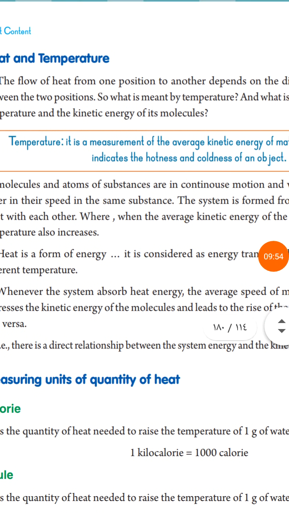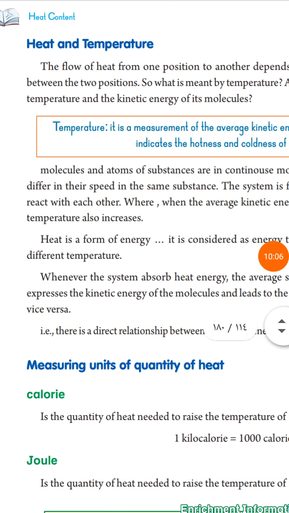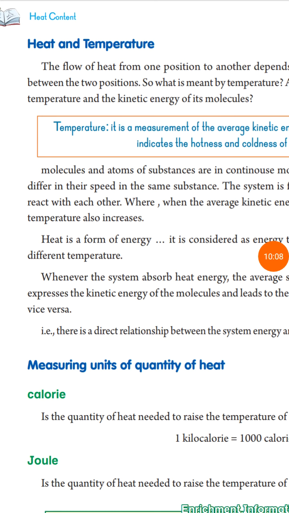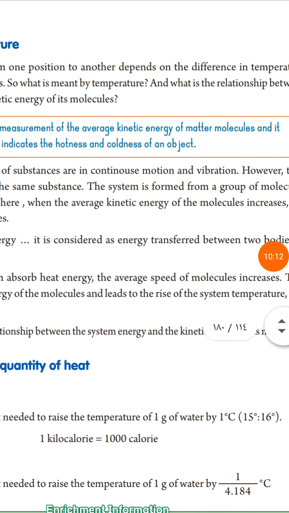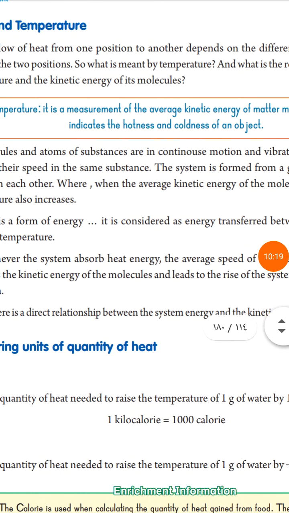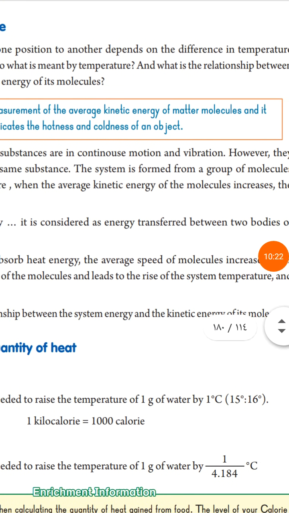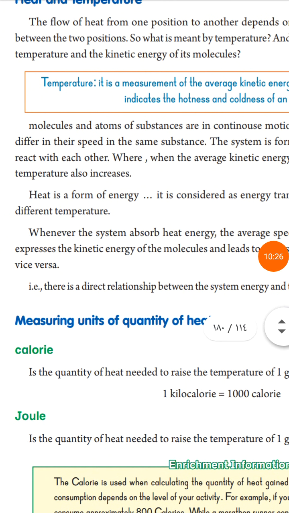Molecules and atoms of a substance, as we previously studied in the first prep stage, are in continuous motion or vibration. However, these molecules differ in their speed in the same substance. The system is formed from a group of molecules that react with each other, and when the average kinetic energy of the molecules increases, this means temperature also increases.